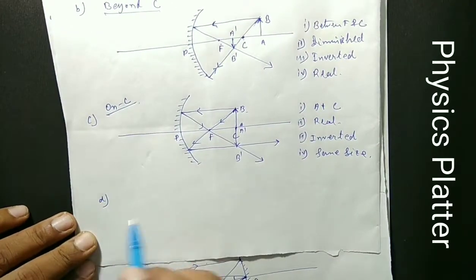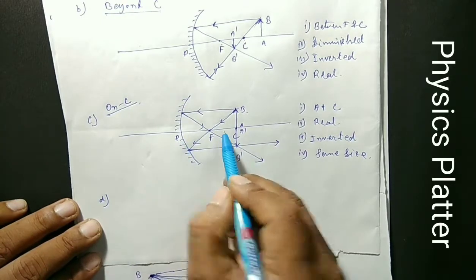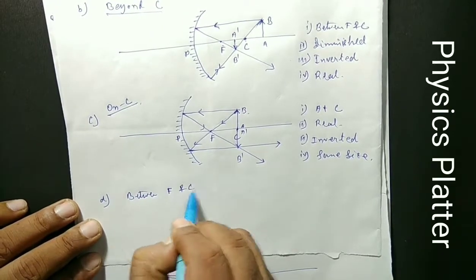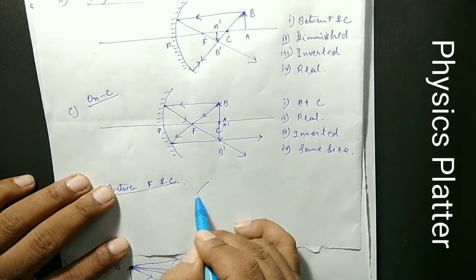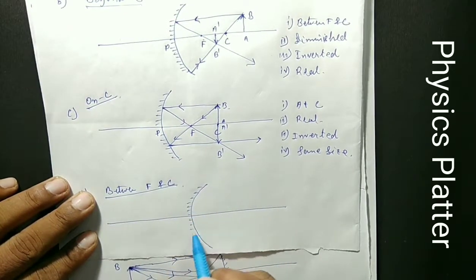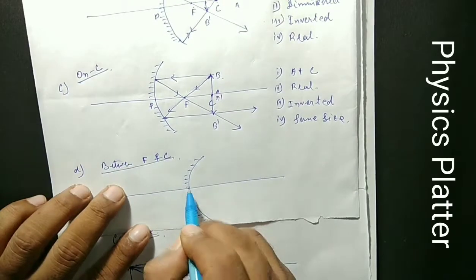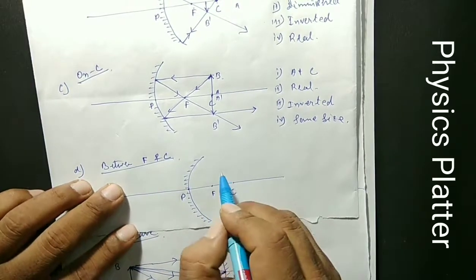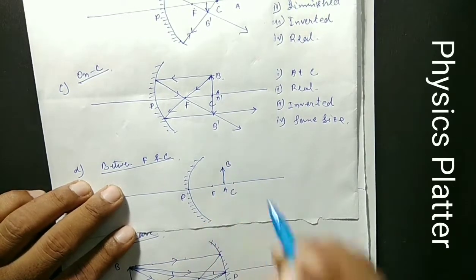Now let's move on to the fourth case, where I go with the object even closer to the mirror, and I keep the object between F and C. Alright. So let's draw again a concave mirror. P, C, F. This time I keep the object between C and F, right? So somewhere here. Let's say this is AB.